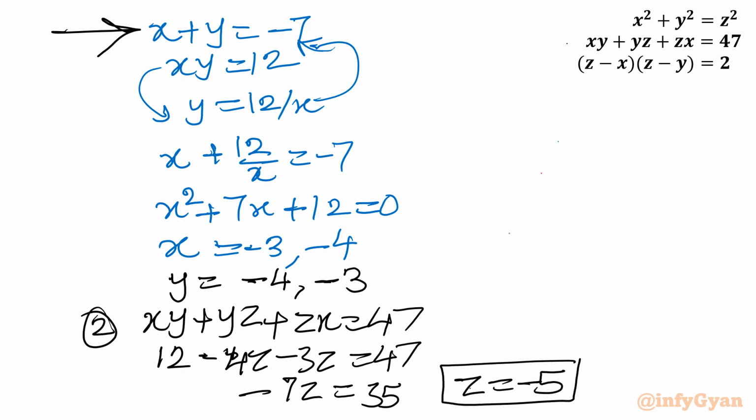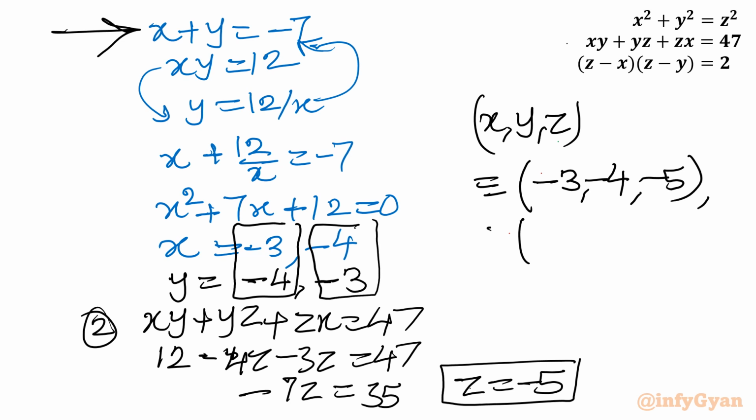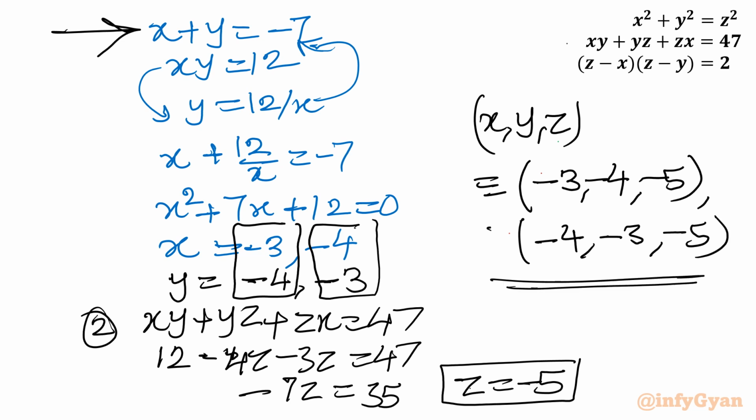So we have now again got two solutions for this system of equation. Let me write here x, y and z: minus 3, minus 4, minus 5. And second, this set minus 4, minus 3, minus 5. Overall, we have calculated 4 solutions so far.